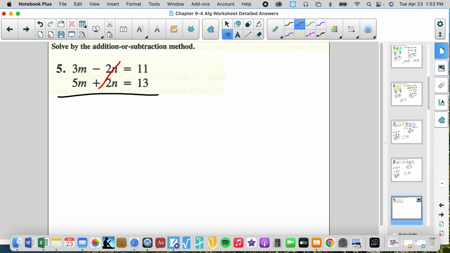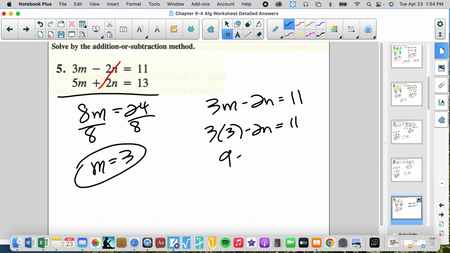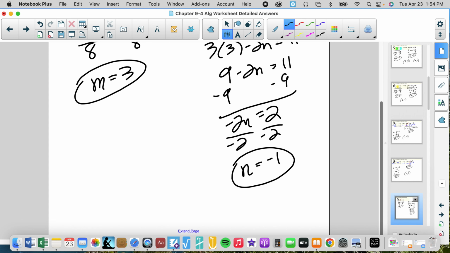The n's can cancel. We're going to add these. That makes 8m equals 24. Divide by 8. M equals 3. I'm going to take one of the equations. We'll say 3m minus 2n equals 11. 3 times 3 minus 2n equals 11. 9 minus 2n equals 11. Minus 9, minus 9. Negative 2n equals 2. And then we will divide by negative 2. N equals negative 1. We are going to write the point in mn coordinate.